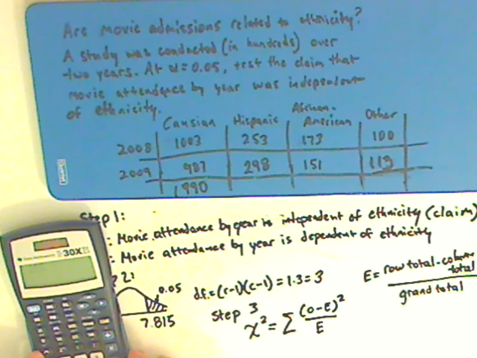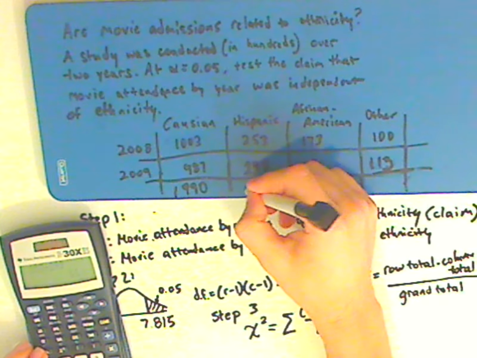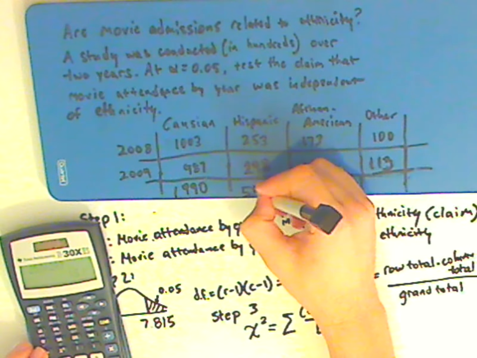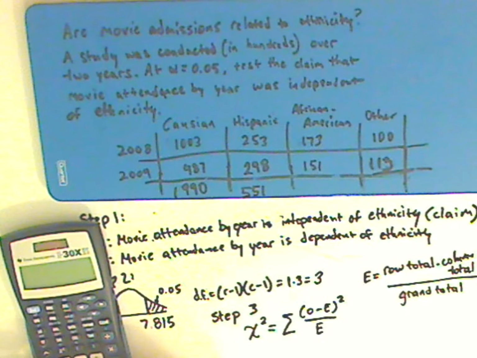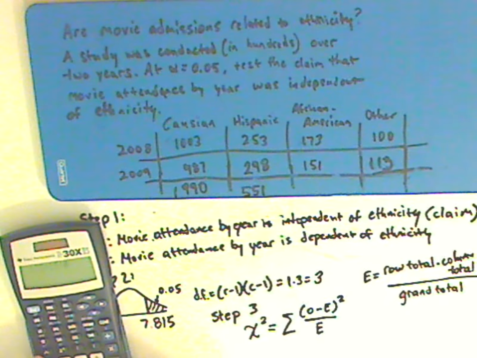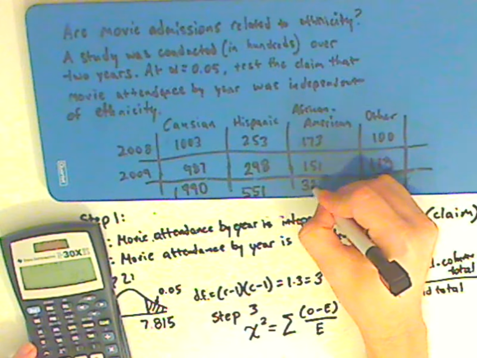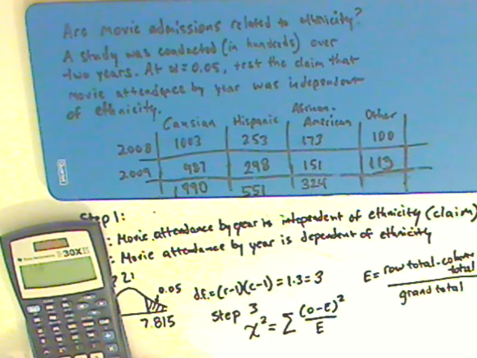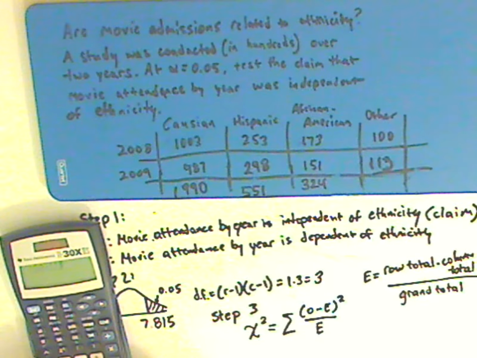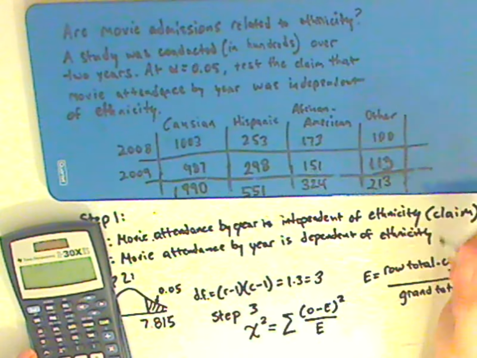Clear. 253 plus 298 equals 551. Clear. 173 plus 151 equals 324. And then for other, it's going to be 100 plus 113, which equals 213.